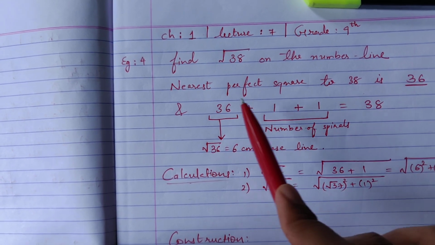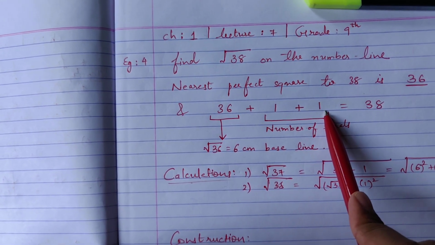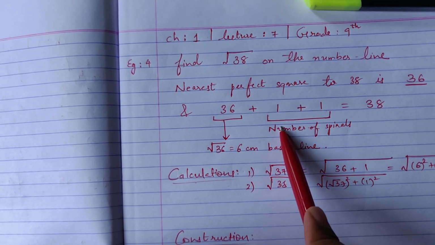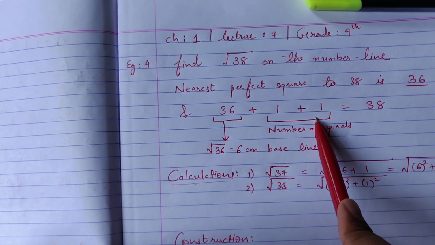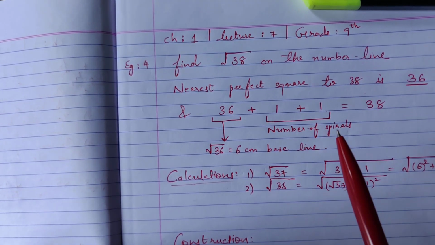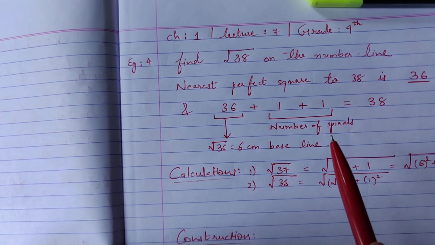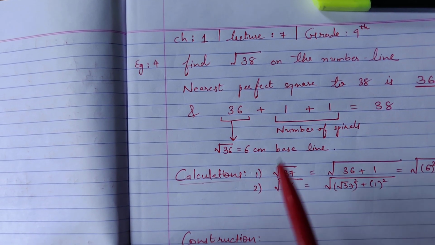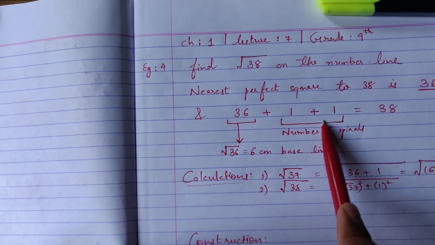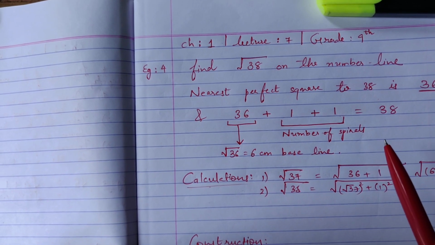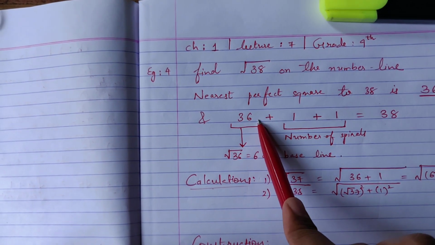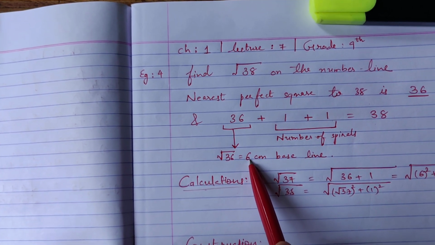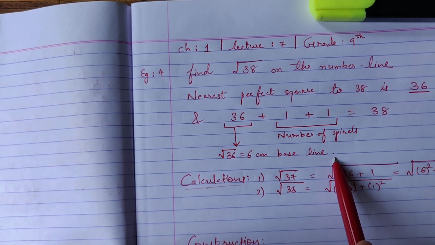You might be thinking why I am explaining this plus 1. You remember that the number of spirals is defined by this plus 1, because we will be taking perpendicular line segments to the baseline which would be of 1 centimeter only. So with this plus 1 and plus 1, two spirals would be there when you find root 38 after root 36 as the baseline. So root 36, which is 6 centimeter, would be forming the baseline.